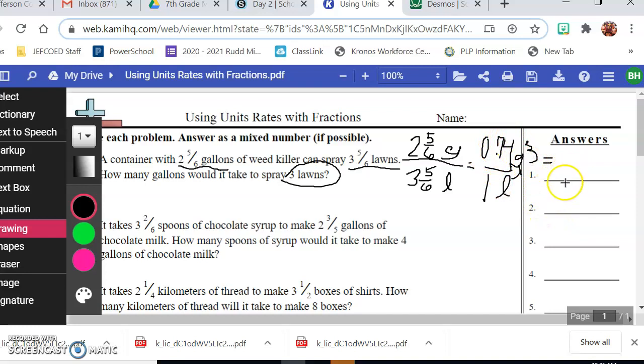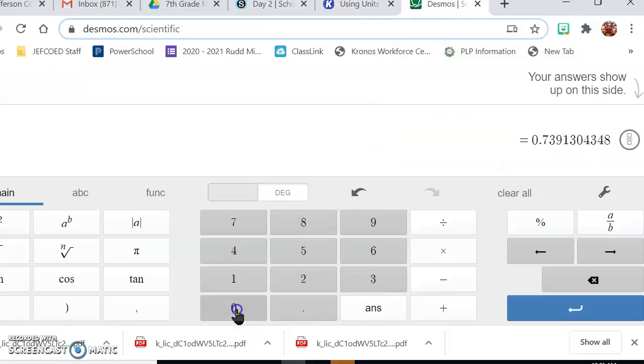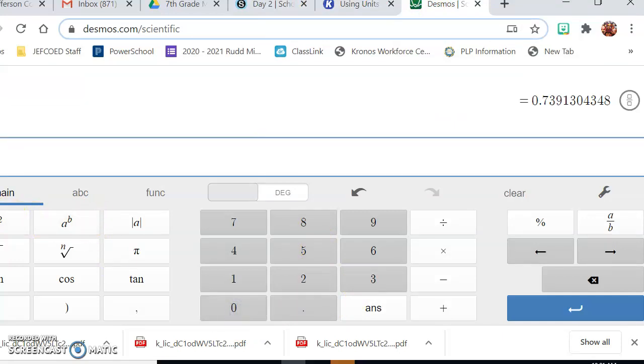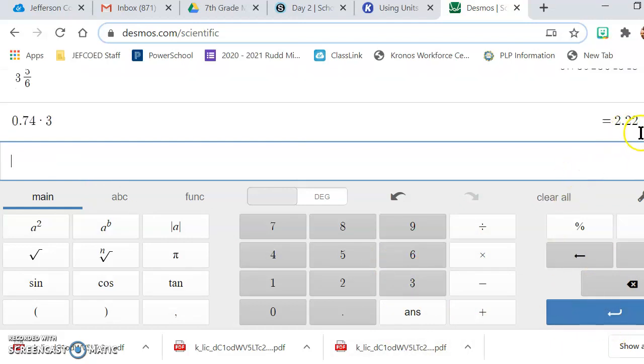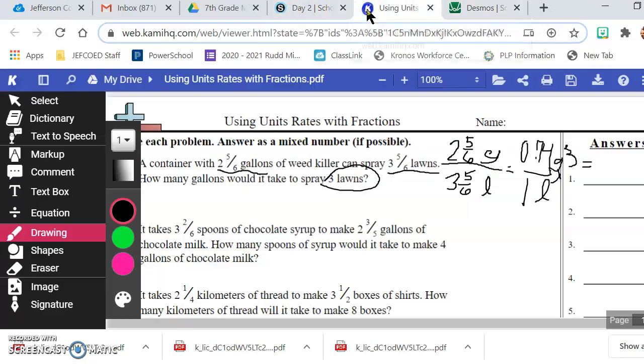So when I put 0.74 times 3, it's going to get us 2.2. So it's going to take us 2.2 gallons. To make sure I got this right, 2.22 gallons per 3 lawns.